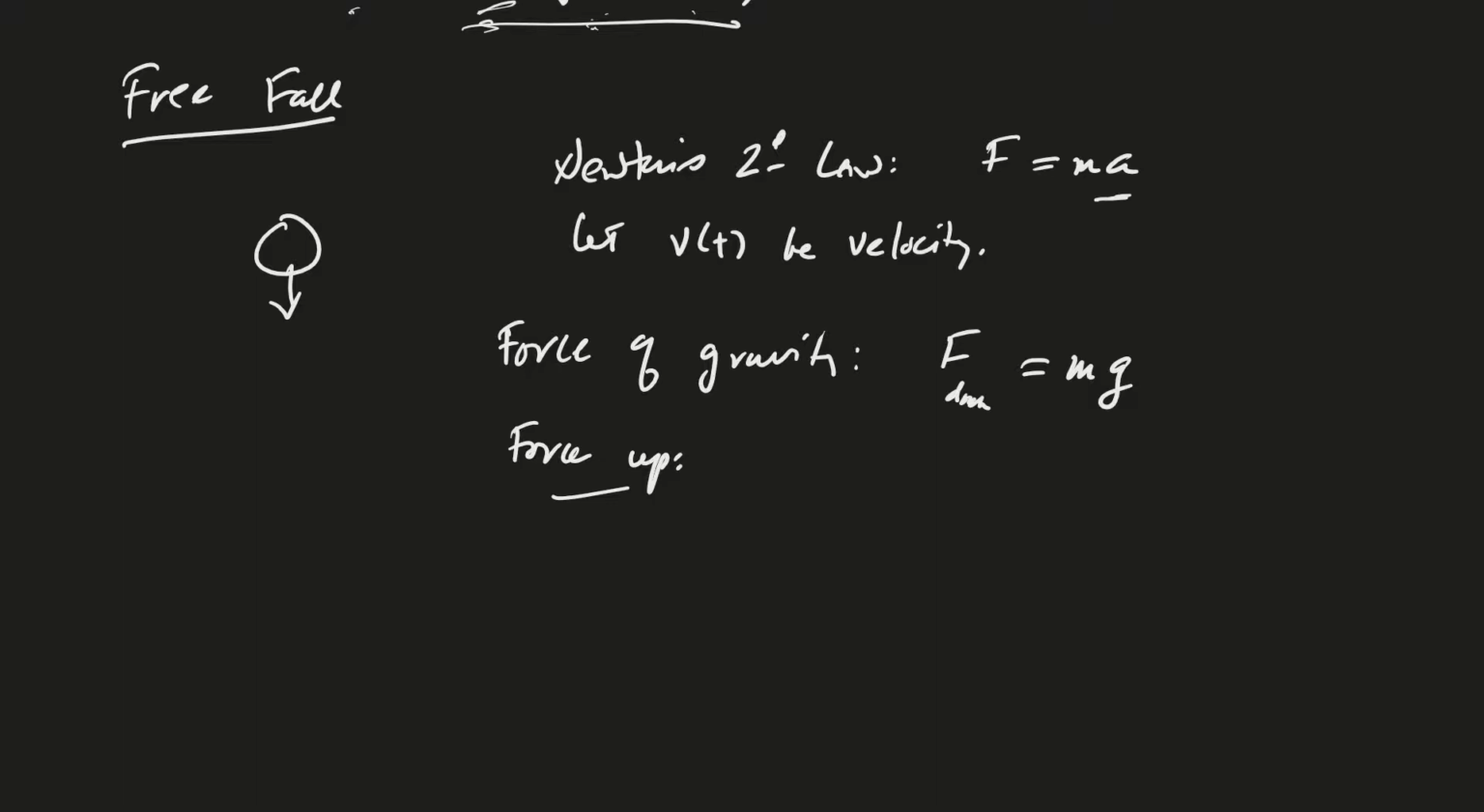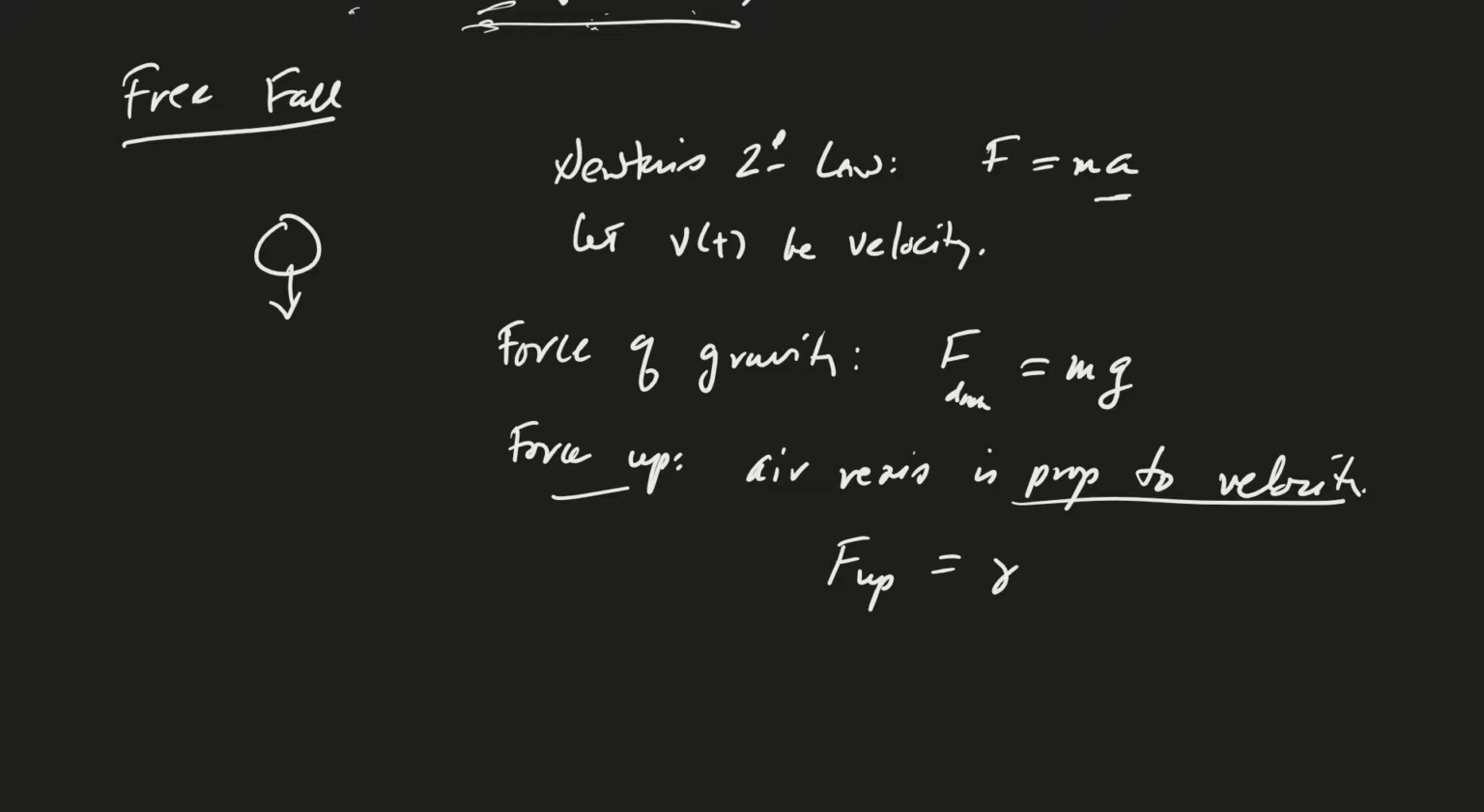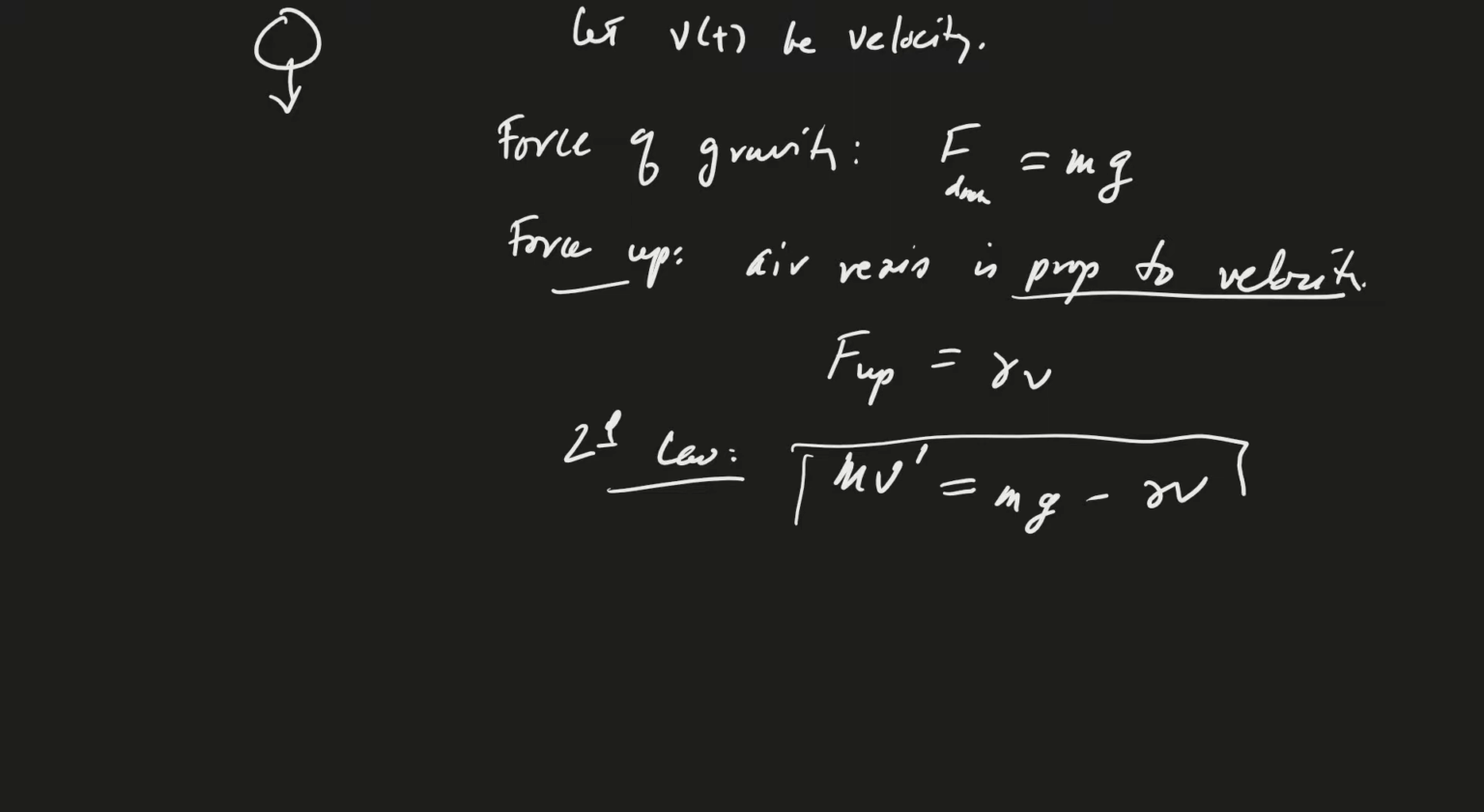Force up is going to be, I'm going to assume that the air resistance is proportional to velocity. So if we're moving quickly, there's going to be more air resistance than moving slowly. So you can think of the force up as being mass times the velocity. No, it is proportional to the velocity. It's not the mass, so I need a different symbol. Okay, gamma. Good. Now we'll use our second law and say mass times the acceleration is equal to the force down minus the force up. Good. And so this is going to be our basic free fall model.